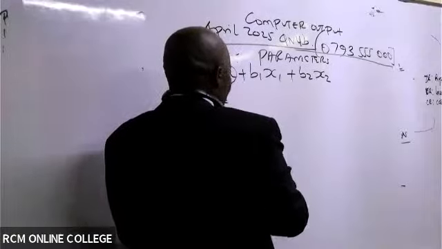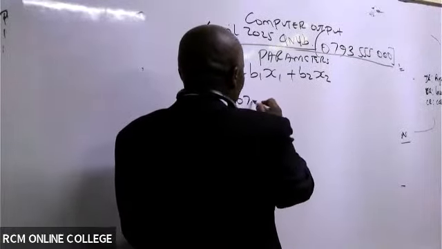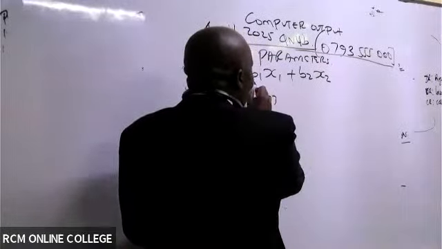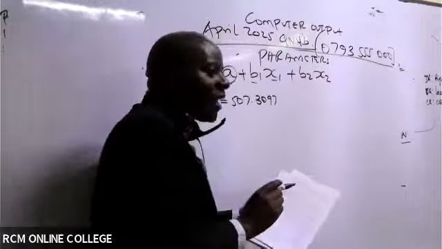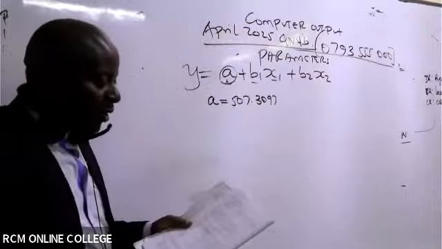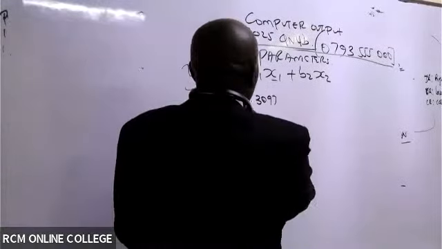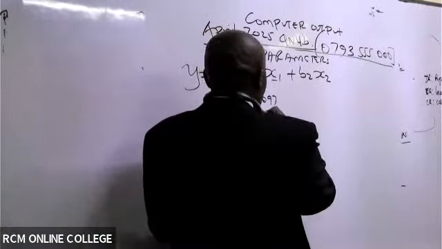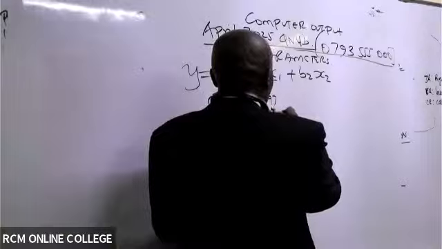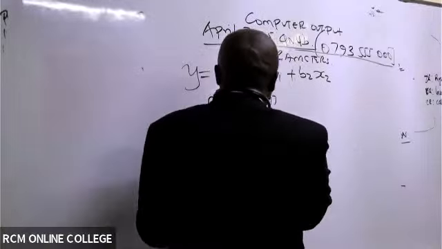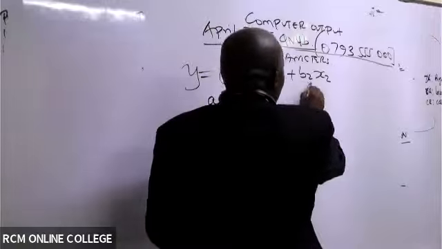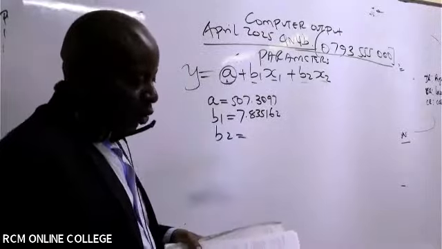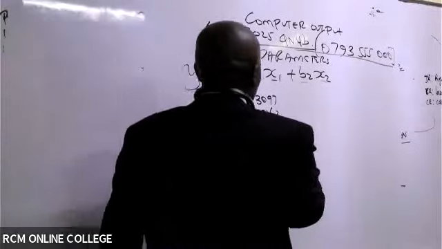For the intercept A, they're giving us 507.3097. And then we have the coefficient of x1, the number that comes before x1. That is b1, which is what here, somebody? 7.835162. And then we have b2, which will be the number that comes before x2, the coefficient of x2, which is 0.10.